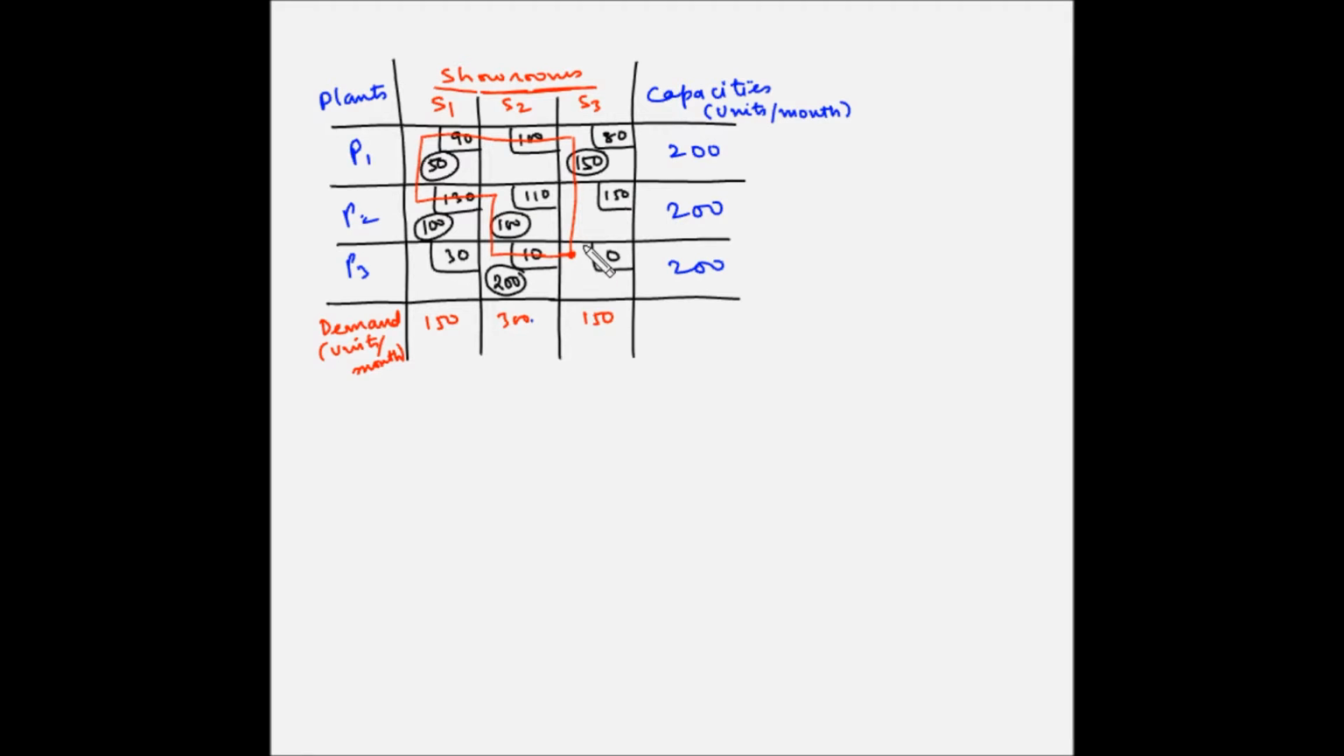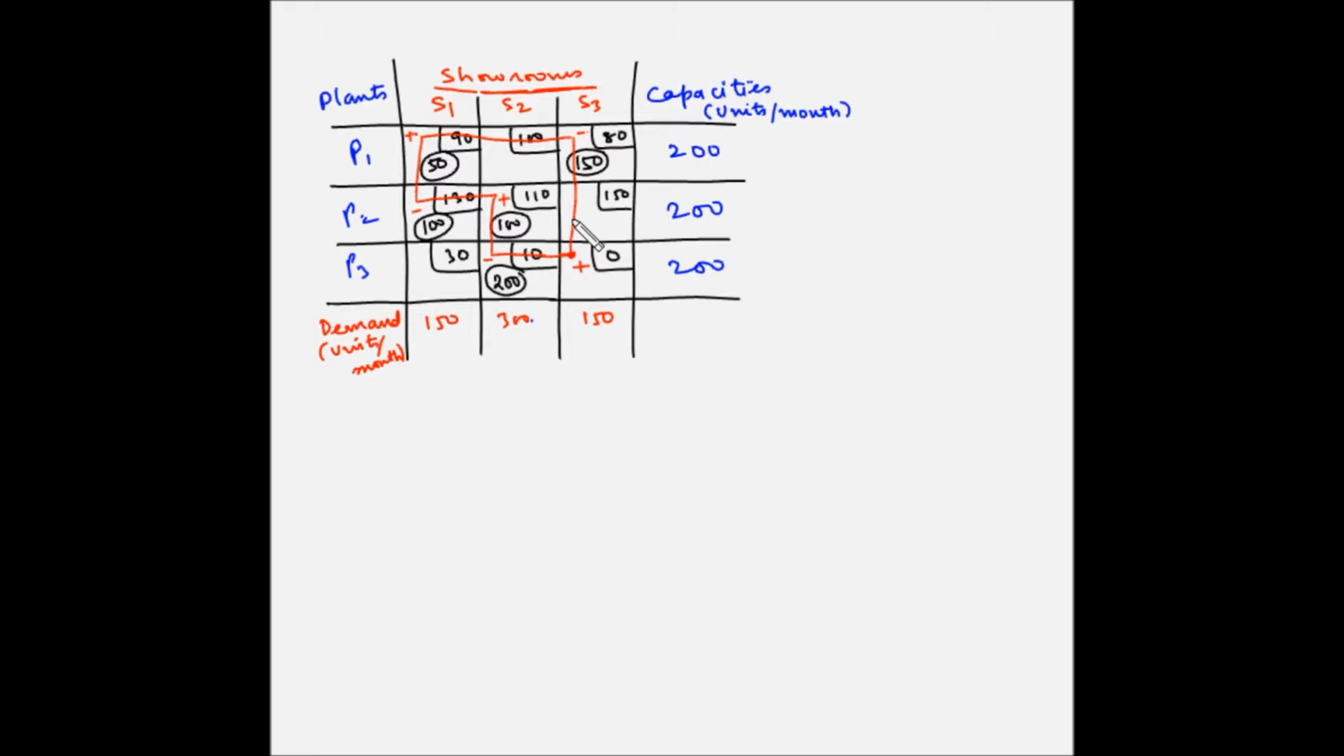So this is the closed loop that we had identified for P3S3. Now let's assign alternate plus minus sign, starting with a plus sign for the selected water square. So plus, minus, plus, minus, plus, minus.